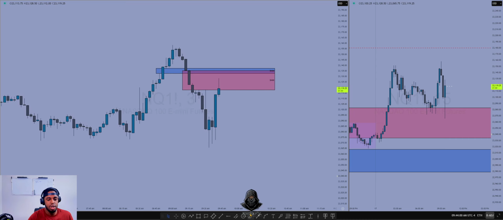And then look, see how you have another one right here. And where does that sit inside of this? This price is $23,136. So 23,136 is the close of this imbalance.